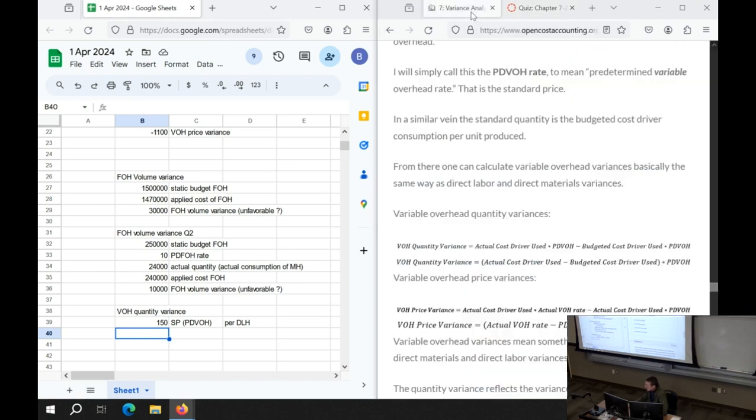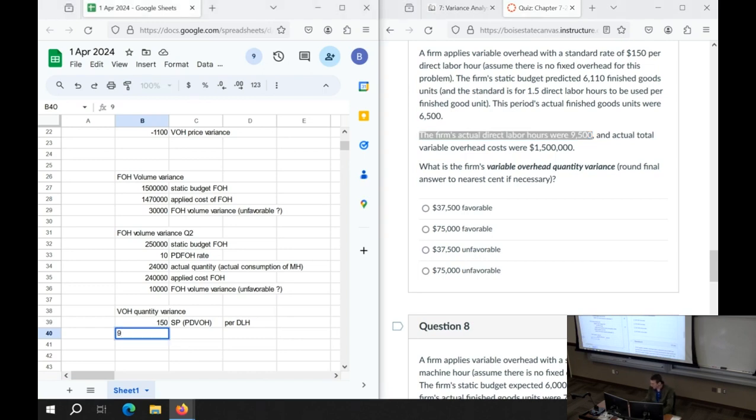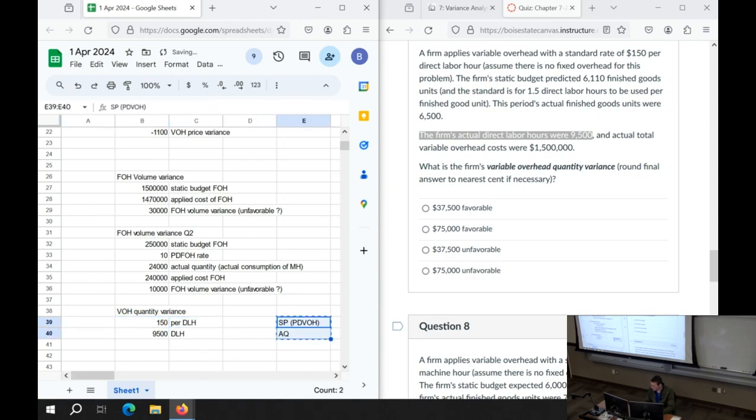We also need the actual quantity variance, actual quantity of cost driver used, and the budgeted quantity of cost driver used. So let's start with actual. The actual quantity, right here, gives us the actual number of direct labor hours. So that's 9,500 actual quantity. This is of direct labor hours. And we can move these around. There, I think that's a little more clear. $150 per direct labor hour, 9,500 direct labor hours. That's our actual quantity. Now we need our standard quantity.